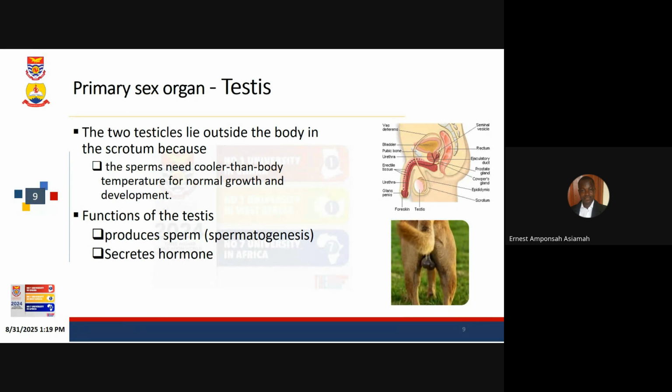Is it a little clear? Yes, yes. Thank you. Can we get the spelling of the hormone so that we can do further studies on it? I think it's on the slide. Okay, sir.